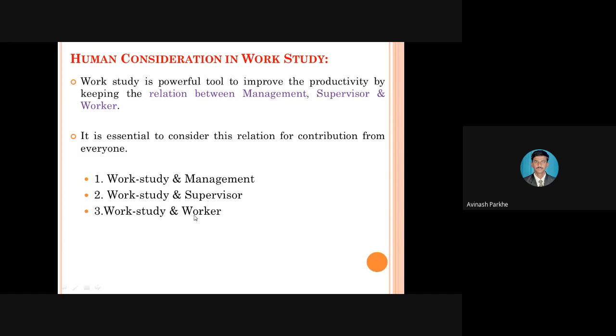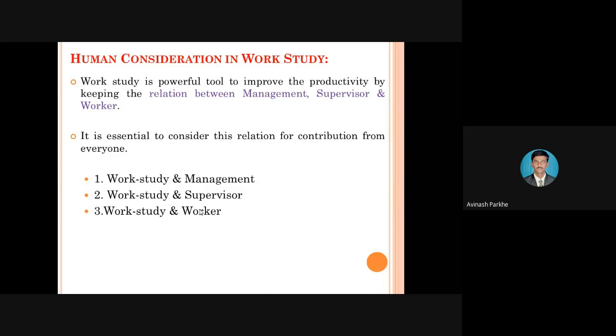And the third one is work study and the workers. So what is the role of the workers in work study, that we have to discuss. Human considerations means, as I have told you, the relation between management, supervisors and the workers, or the proper integration between management, supervisors and the workers.